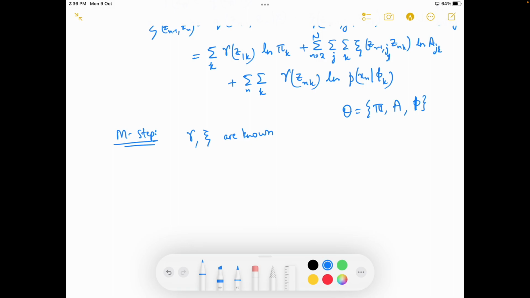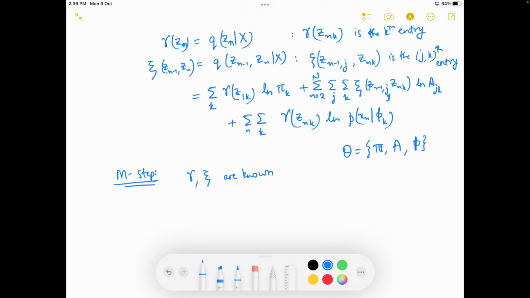Now, given the gamma and zeta, how do we update our model parameters? Tell me the estimate for pi k first. What is the estimated value of pi k? How will you estimate pi k? You've done Gaussian mixture models, right? You know how to optimize. What will you do? Differentiate this loss function with respect to pi k and find the value of pi k which maximizes it. Right? That's what we do, no? To estimate the parameters given the loss function.